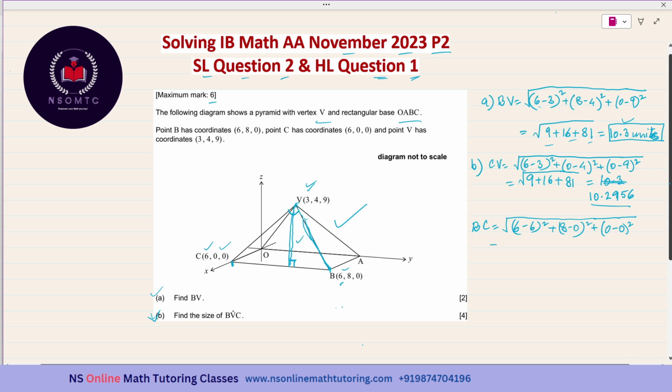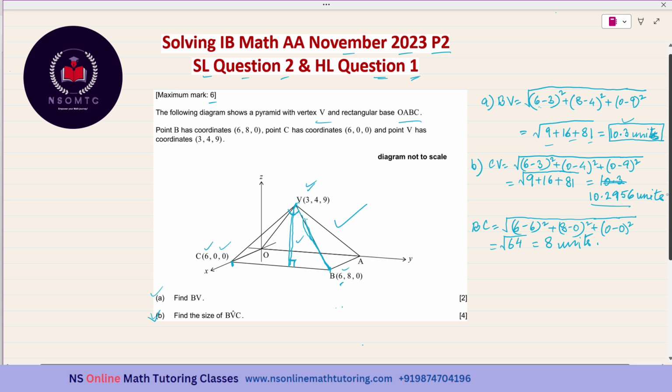So 6 minus 6 is 0, 0 square is 0, and 8 minus 0 is 8, 8 square is 64, and again 0 minus 0 whole square is 0. So it is basically square root of 64, which is equal to 8. This is units, and this is also units.